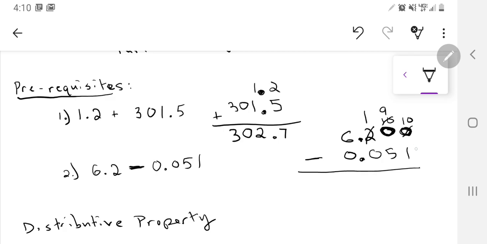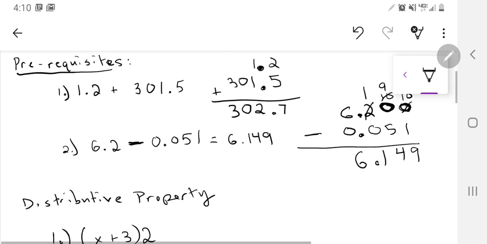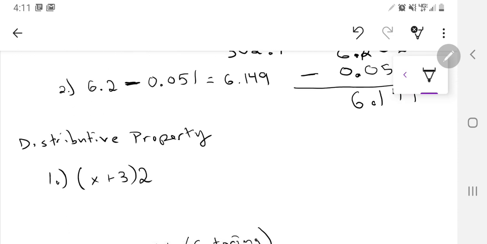All right, now we are ready. We can subtract 10 minus 1 and get 9. 9 minus 5 is 4, 1 minus 0 is 1, and 6 minus 0 is 6. All right, so we have 6.149 as our answer there. Okay, so just a quick review. We have to be able to line up those decimal places to be able to add or subtract decimals.